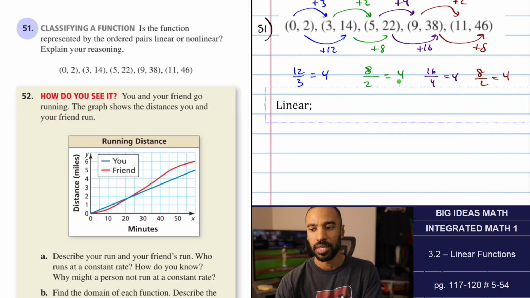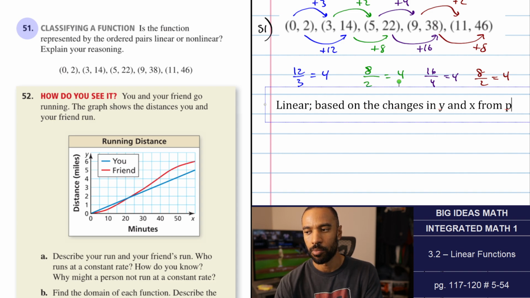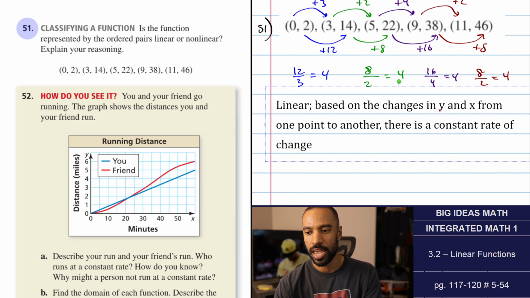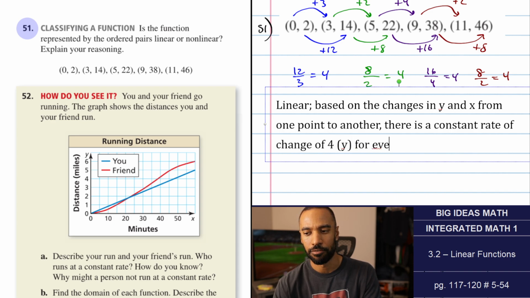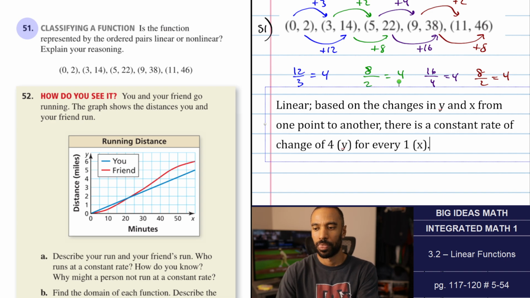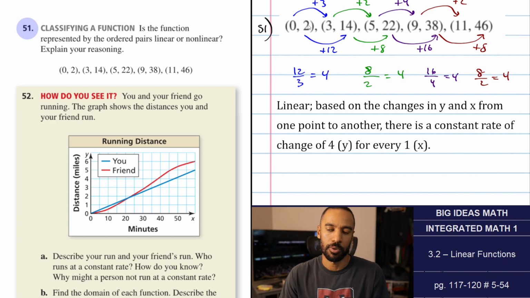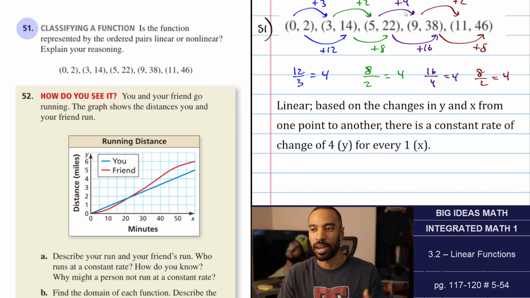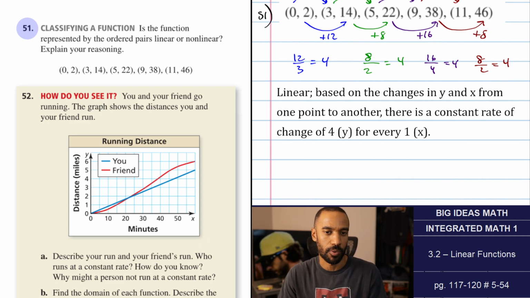This is linear because based on the changes in y and x from one point to another, there is a constant rate of change of 4 on y. A change of 4 for y, 4 on y for every 1 for x. And that's just what's happening. I could fill out the rest of the table: 1, 6, 2, 10, 3, 14, 4, 18, 5, 22. And we're just adding 4 to y every time x increases by 1.